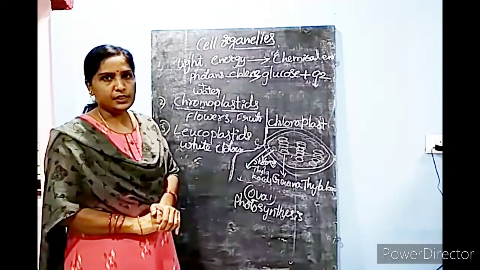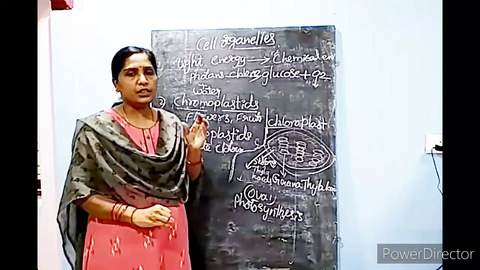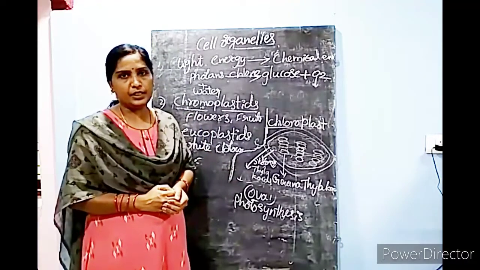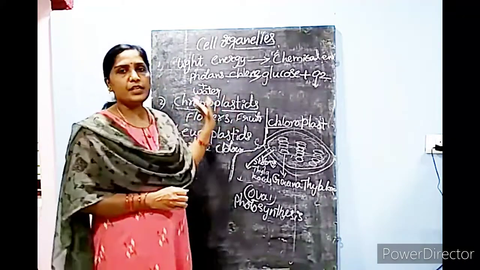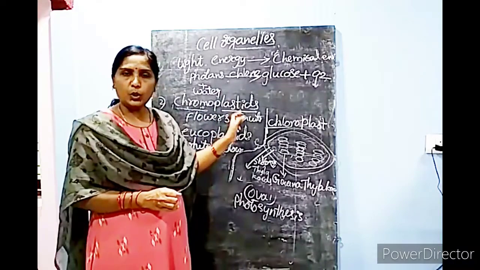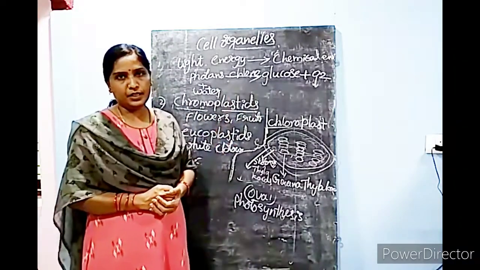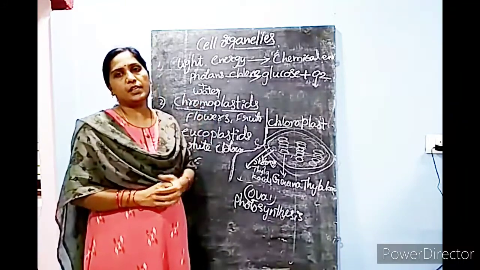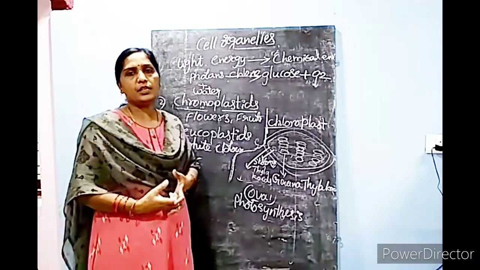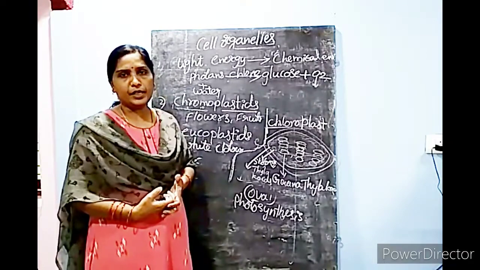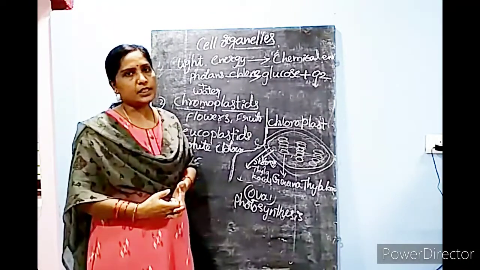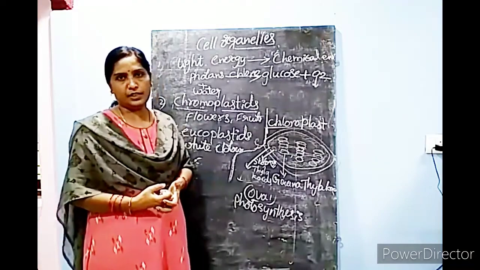Understood, children? So up to here, the major part of cell organelles we have completed. And in every cell, which part is centrally located? Yes, that's the nucleus. About the nucleus, we'll discuss in our coming class the functions of the nucleus, the structure of the nucleus, everything.